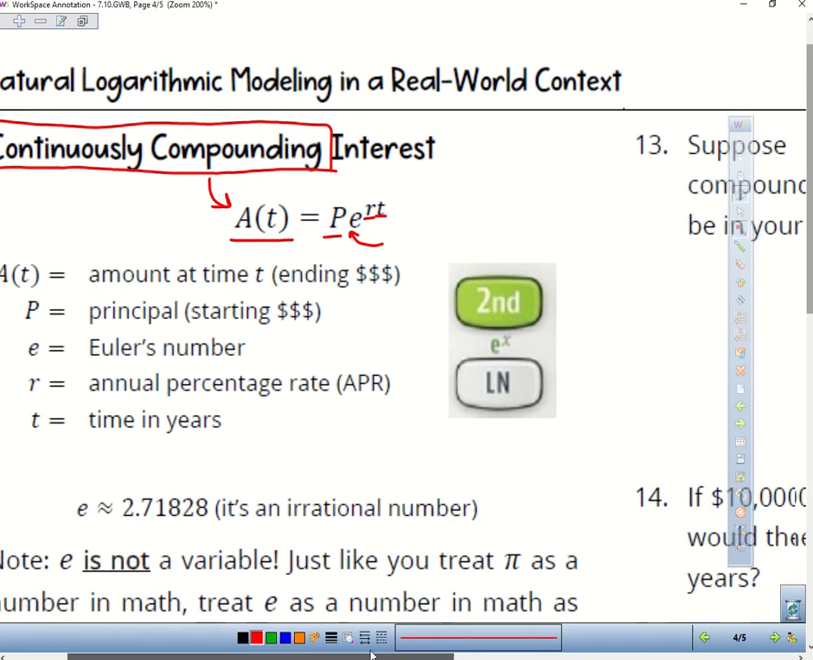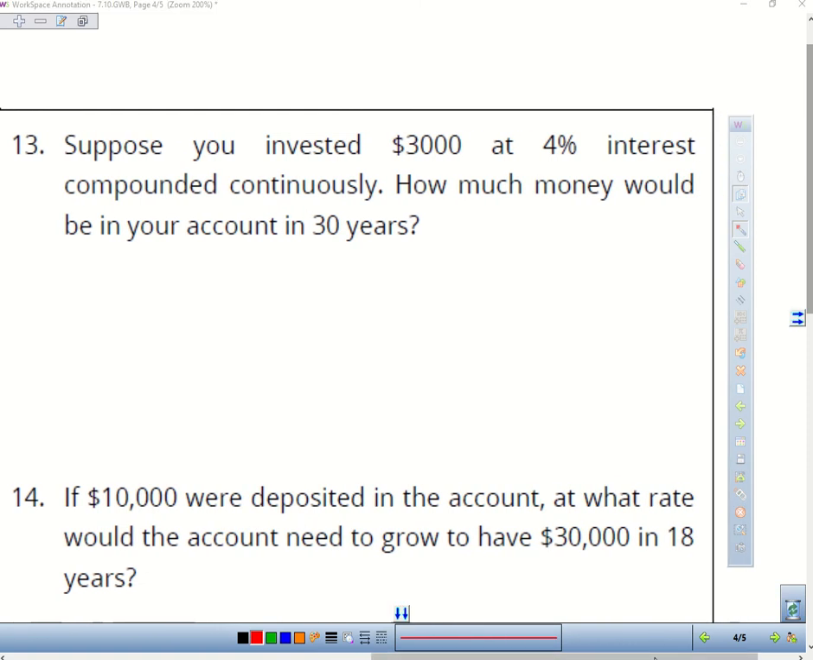Let's try number 13. So suppose you invested $3,000. Is this how much money you started with or how much money you end with? So that's P. Convert your R to a decimal. And then T is going to be the time that we have it in the account for. Okay? So does anyone have any questions about how I identified P, R, and T?